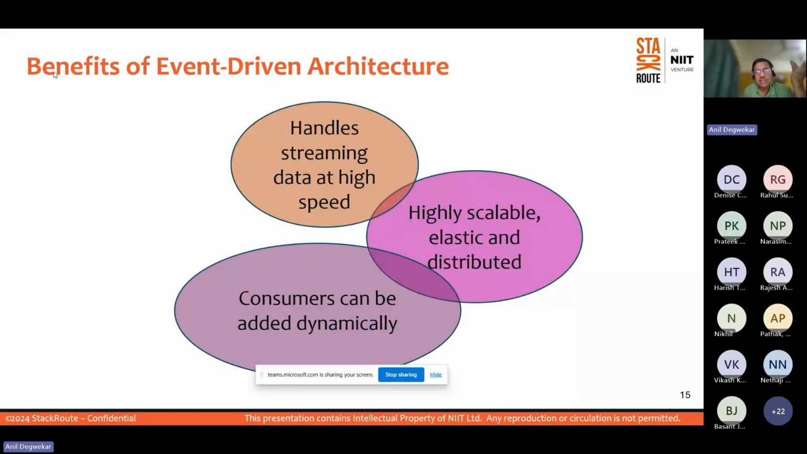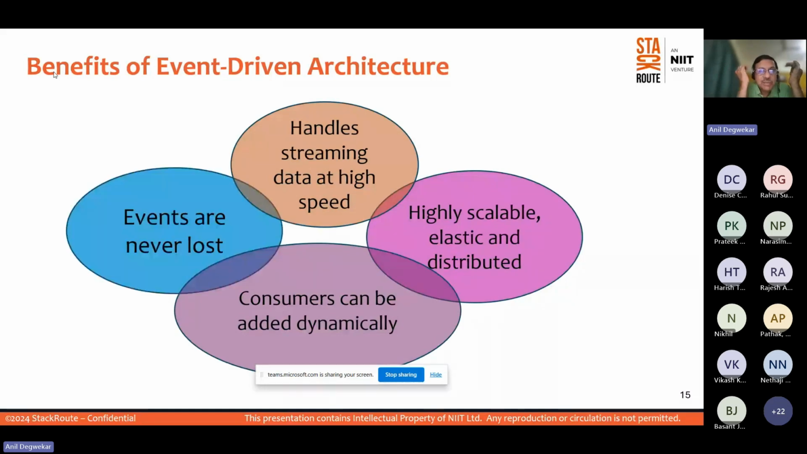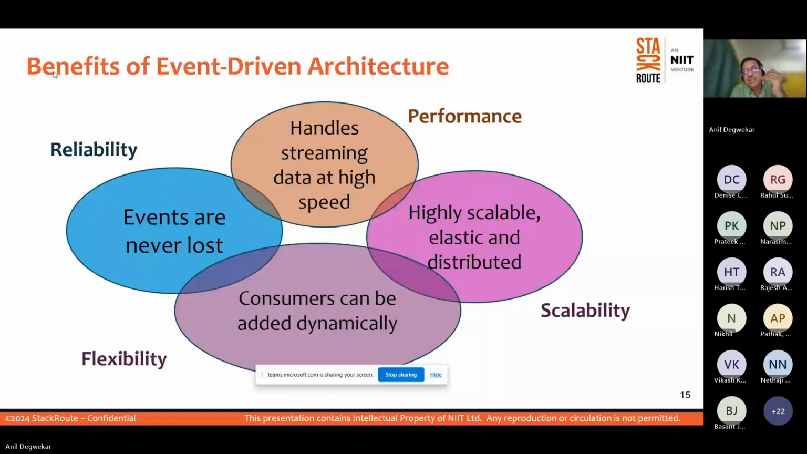Consumers can be added dynamically, as I said, so it becomes flexible, right? Fundamentally, events are never lost, and that is where we come to the reliability aspect of it. People expect that these events, maybe they are important events in the life of that person or subject, are not lost. Provided we design the central part, the event stream, properly, our events are never lost. So fundamentally, one benefit is performance, one is scalability, one is flexibility, and one is reliability. These are all the major benefits of event driven architecture.